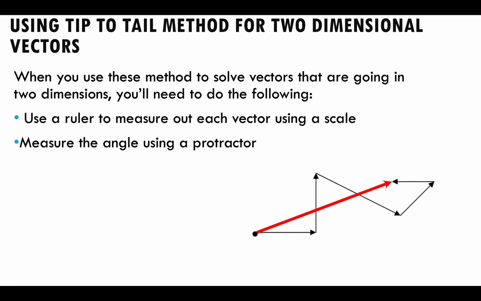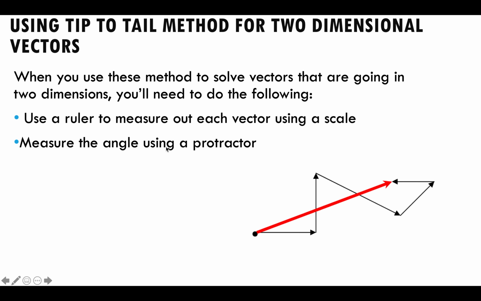For ones that are in two dimensions, using this method gets a little more complicated and tedious, and it can become very time-consuming. When you solve things in two dimensions, you've got multiple vectors going at angles. They're not simply going left and right or up and down. It gets really complicated here. You do have to use a ruler to measure out each vector, and you have to use a scale. For instance, if the first vector was 100 meters, you can't fit that on your paper. You've got to scale it down, and keep that scale consistent amongst all your arrows.